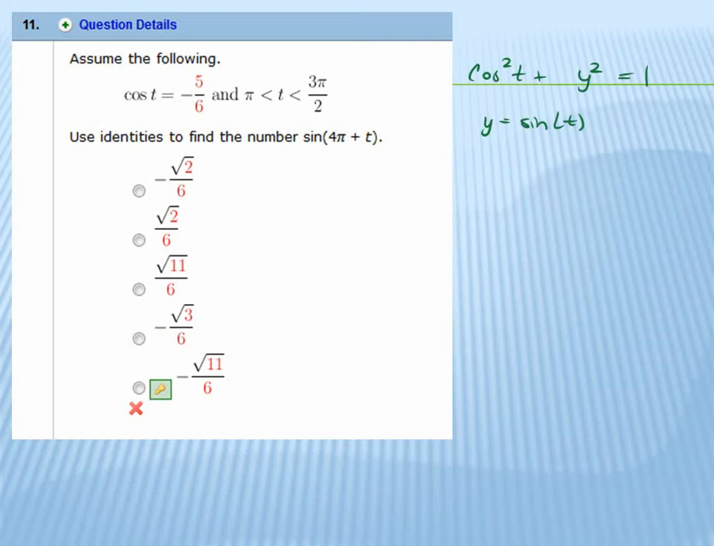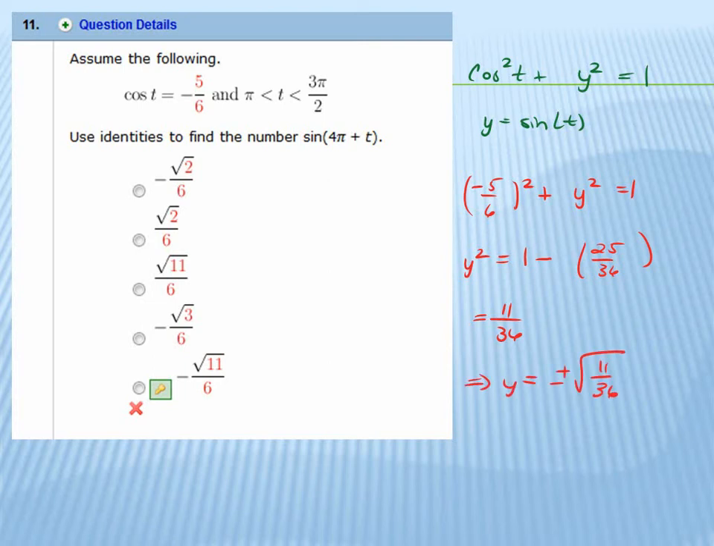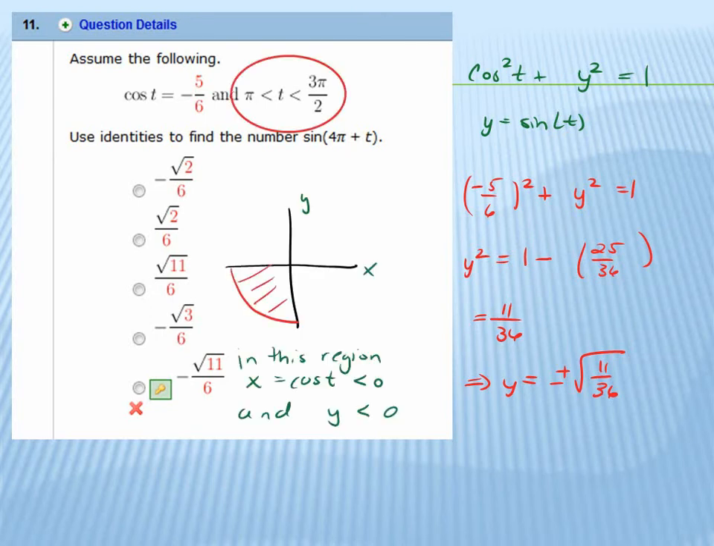So again, I leave out more detail here. The first time I did the problem, I have lots of detail. Cosine squared plus sine squared is equal to 1. I'm substituting y equals sine to get cosine squared plus y squared is equal to 1. And then I solve for y squared. I get y squared is 11 over 36. I square root both sides. I get plus or minus square root of 11 over 36. Then I have to decide, is it the positive one or the negative one that I want?